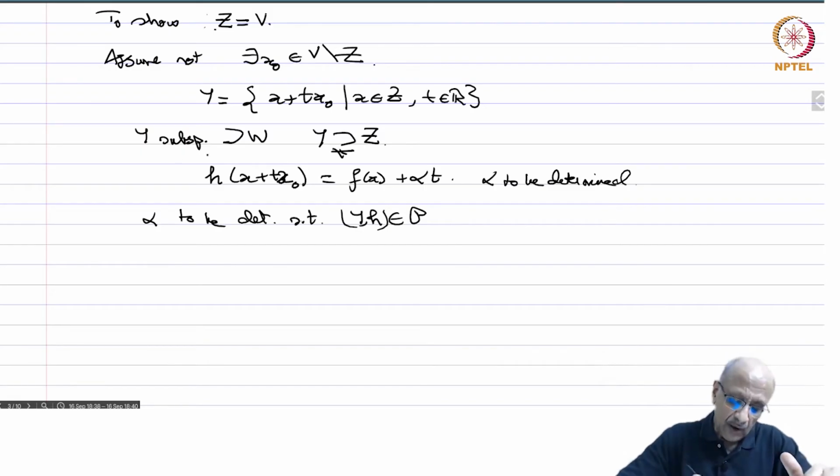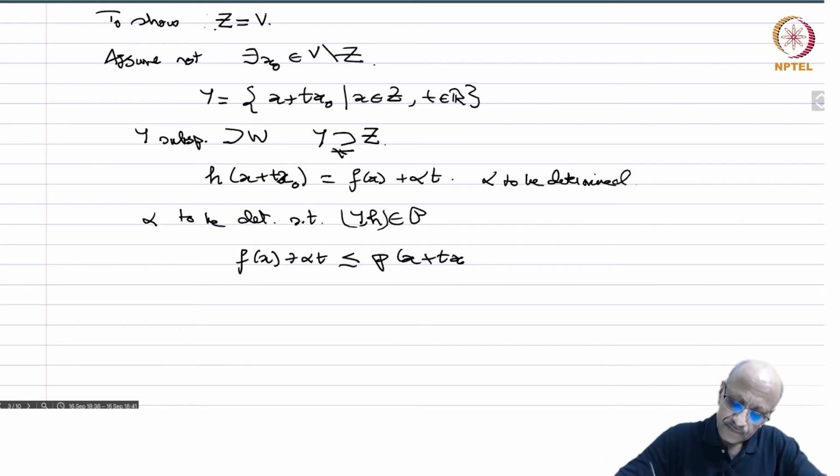Okay, so Y already contains W, so H is also linear, so we only want to show that Hx is less than Px. So what do we want to do? We want to choose alpha such that f of x plus alpha t is less than or equal to P of x plus t x naught. This is what we want to show.